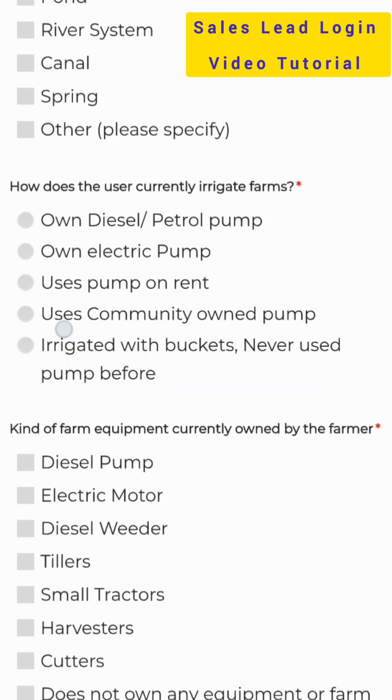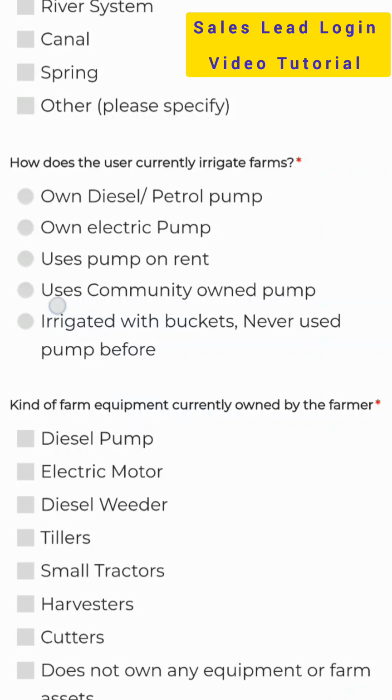Now the second is, how does the farmer currently irrigate the farm? So you have to ask how the current irrigation is done: through a diesel pump, through an own electric pump, or does the person use a pump on rent, or a community-owned pump, or irrigate manually with buckets and everything. So I'll put that the farmer is currently using a petrol pump.